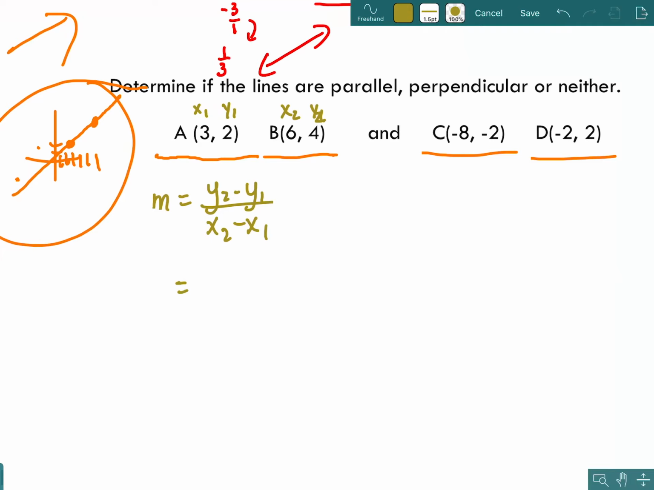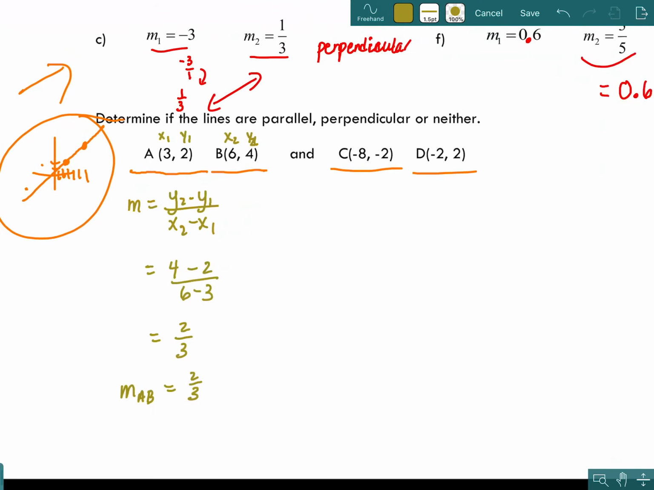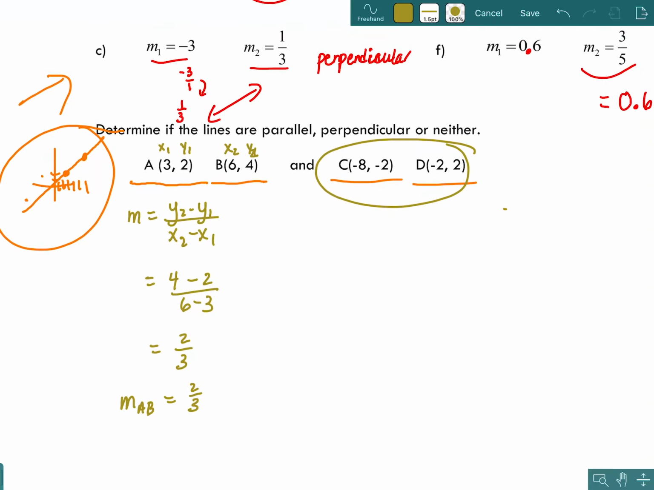All right, so let's figure it out. y2 minus y1 is 4 minus 2 over x2 minus x1, 6 minus 3. That gives us 2 over 3. So the slope of AB is 2 over 3. You go up 2 and over 3. So if these two lines are parallel, the slope from these two will give us 2 over 3. If they're perpendicular, we'll have negative 3 over 2. So let's see what we get.